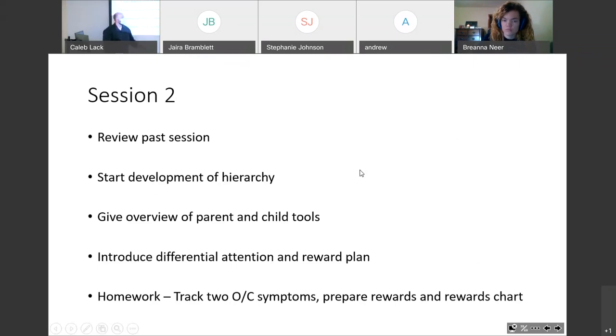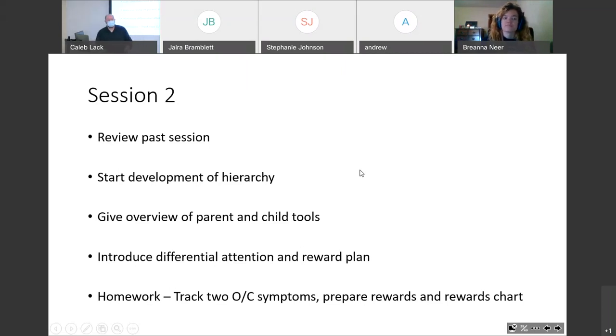And this development of the hierarchy is really something that you as the therapist are doing. And you're doing it based on your initial assessment and the data that they're bringing in over that first week. So you're not really doing an enormous amount of involvement with them right now in terms of your hierarchy. What you're going to be doing is, again, primarily with the parent these first couple of sessions. And that includes giving an overview of the different tools that you're going to be learning.